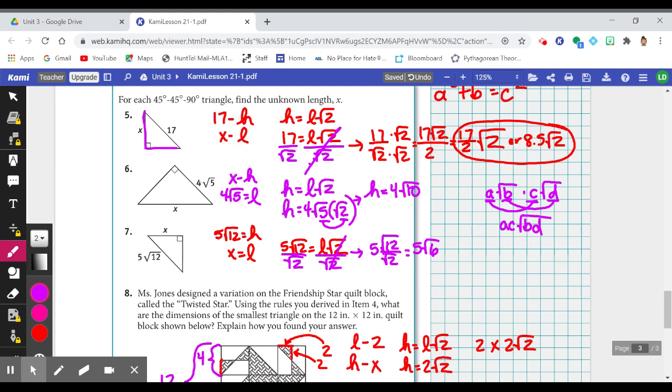X is our leg. So the relationship we learned in item 4 was the hypotenuse is equal to the length of the leg times the square root of 2. So I'm going to replace h with 17, and our task is to find the length of the leg, which in this case they called x, but we can call it L. So if I'm trying to find L, it's multiplying by the square root of 2. To get rid of the square root of 2, we divide both sides by the square root of 2. And notice it canceled out here.